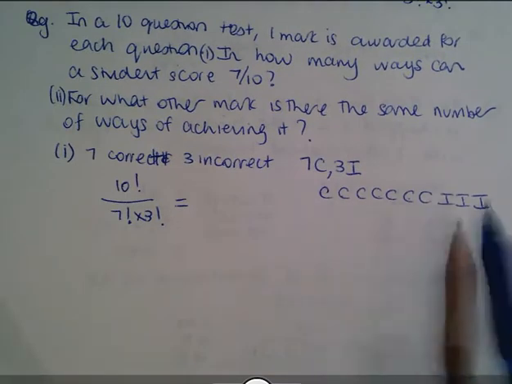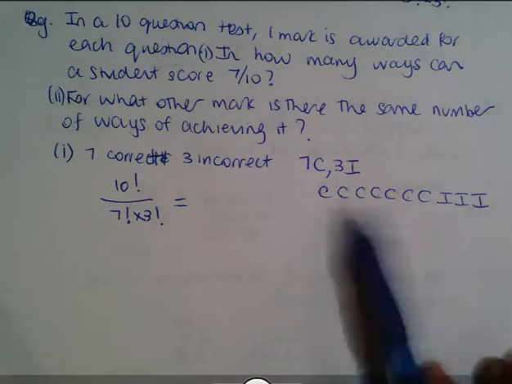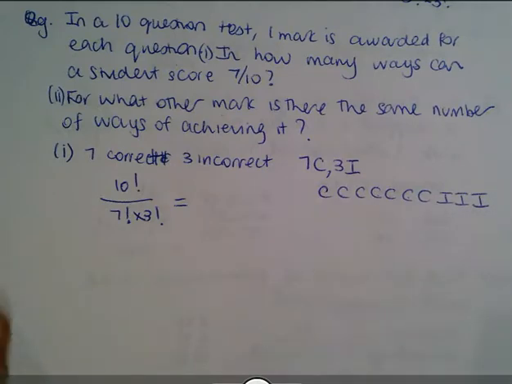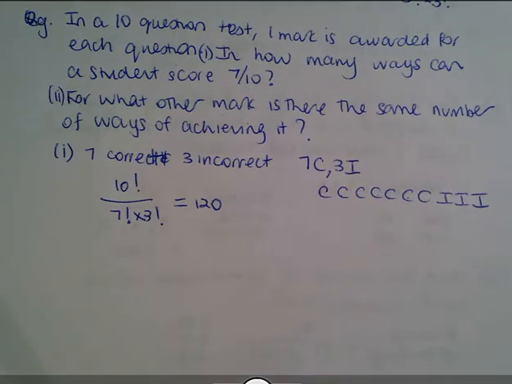I'm really trying to do, it's like I'm trying to arrange a word with 7 C's in it and 3 I's and just see the number of arrangements, okay? So it's done really exactly the same way as that, okay? So 10 factorial over 7 factorial times 3 factorial is 120.